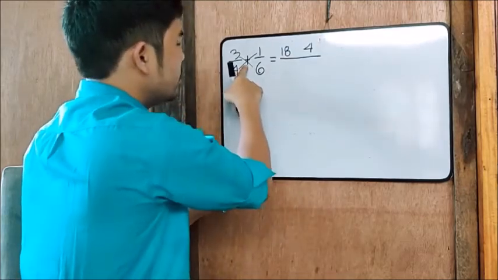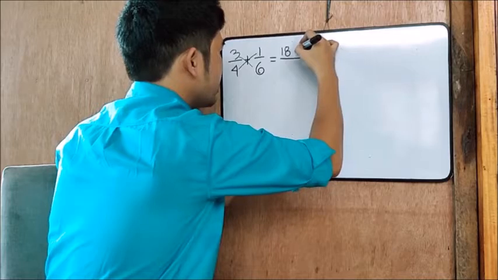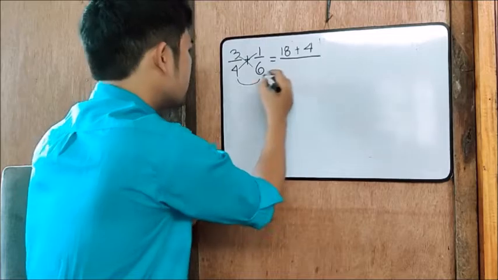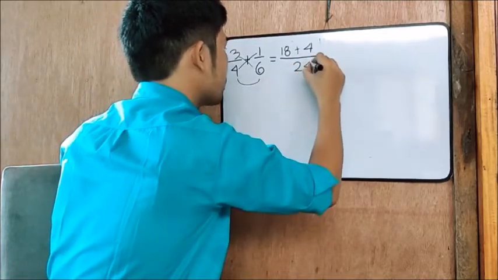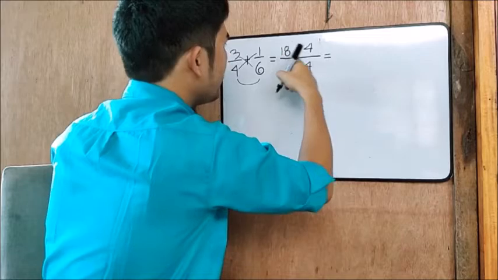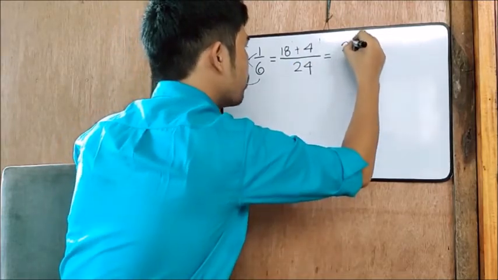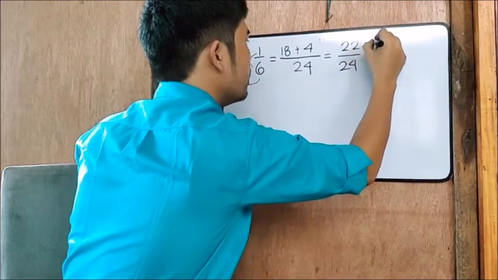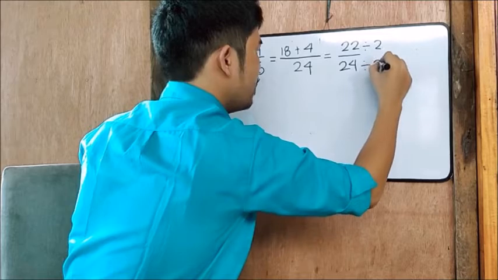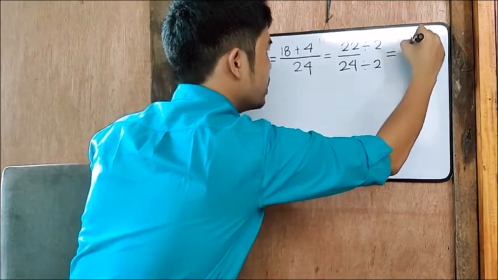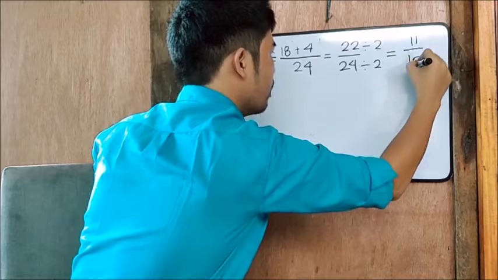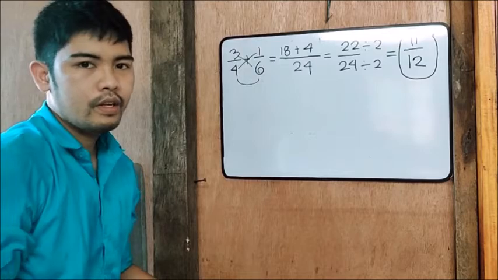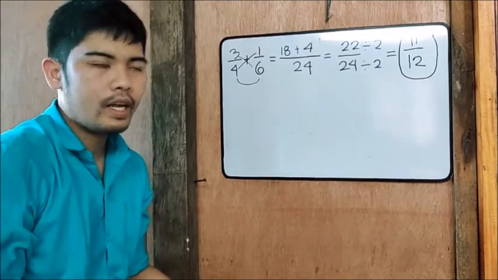And because we're adding, we also add these numbers. And then for our denominator, we simply multiply 4 and 6, and that is 24. Add 18 and 4, and that is 22 over 24. Simplify, divide both numerator and denominator by 2, and that gives us 11 over 12. Okay, that's it, without looking for the LCD.